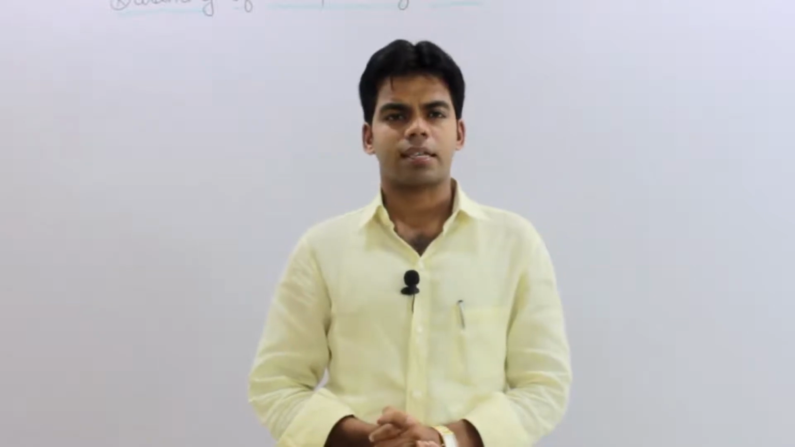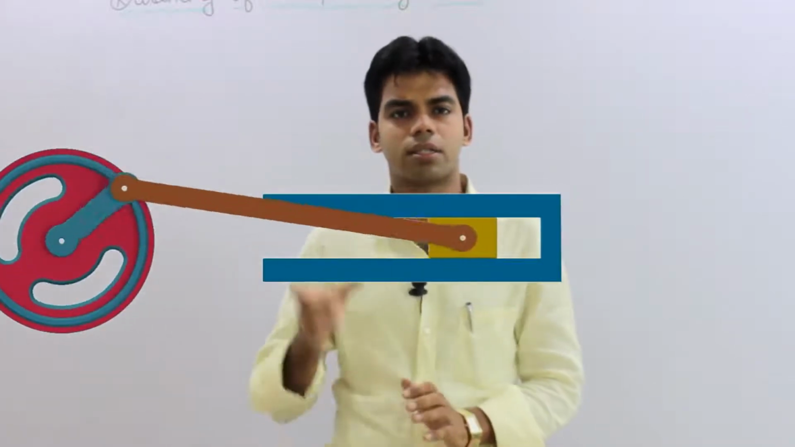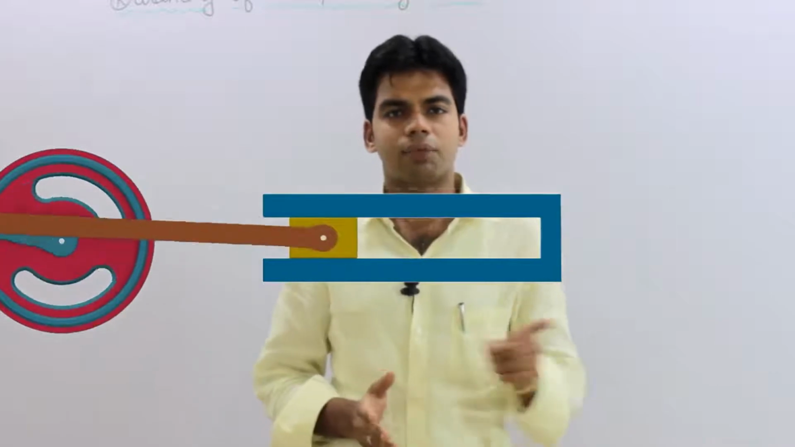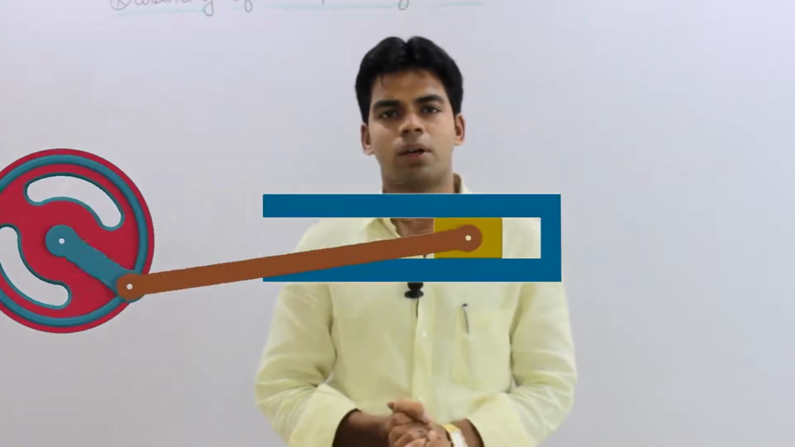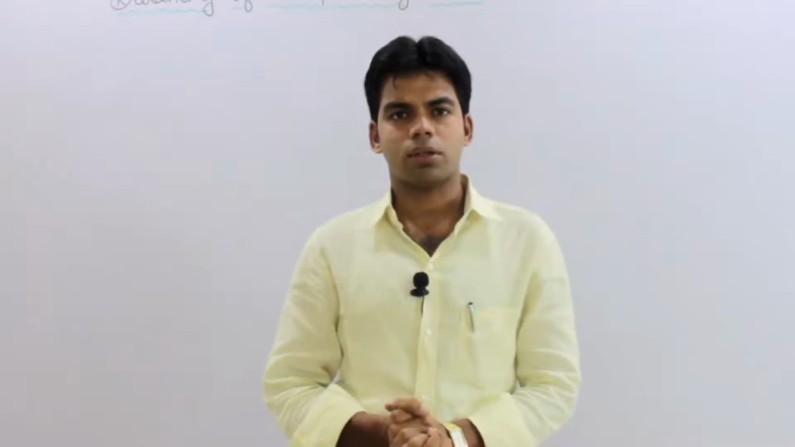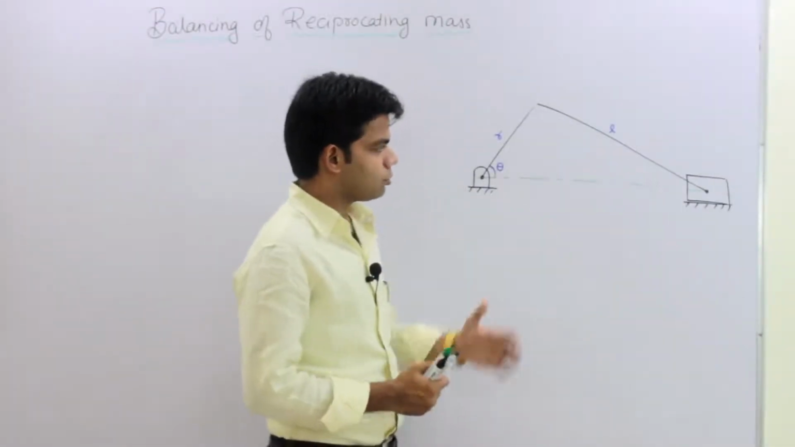Next is the balancing of reciprocating masses. Now how to balance a reciprocating mass? For this we will consider a simple slider crank mechanism. In this slider crank mechanism we have one crank which is pure rotary mass, one slider which is pure reciprocating mass, and a connecting rod which covers rotary and reciprocating motion. So we will try to balance this particular mechanism.